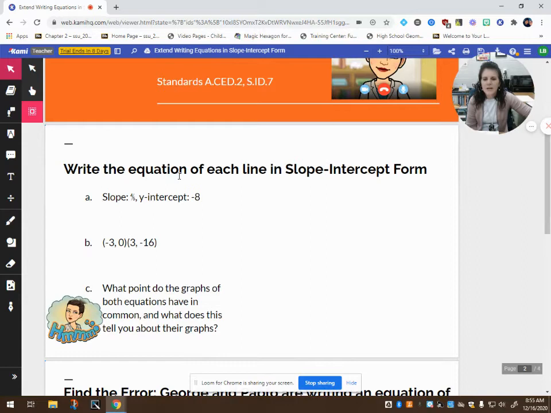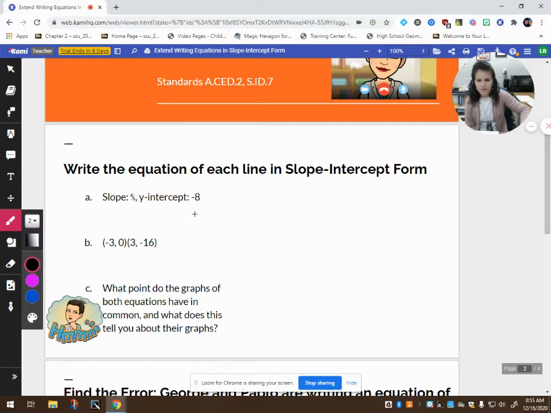So we're going to begin by writing the equation of a line in slope-intercept form, given the slope and the y-intercept. So you're probably thinking, duh, this is so easy. Anybody could do it, right? You're not wrong. So y equals my slope, 4/5 x minus 8 because my y-intercept is negative 8.